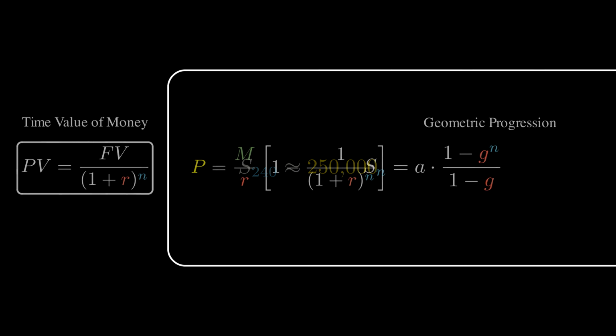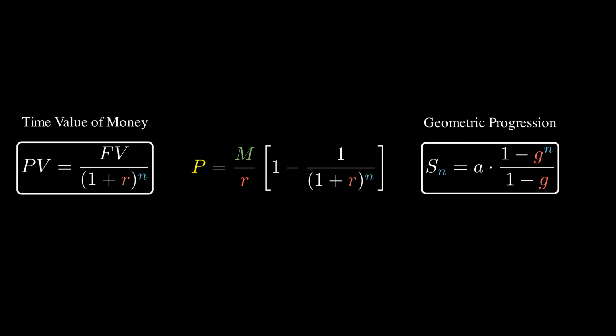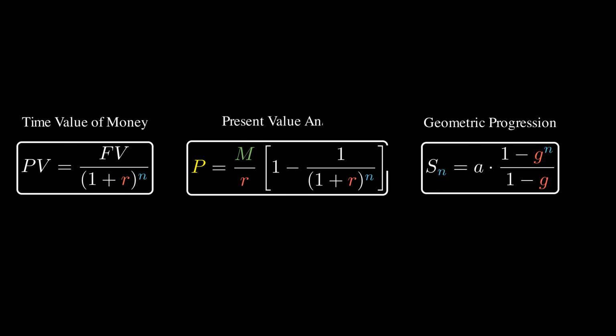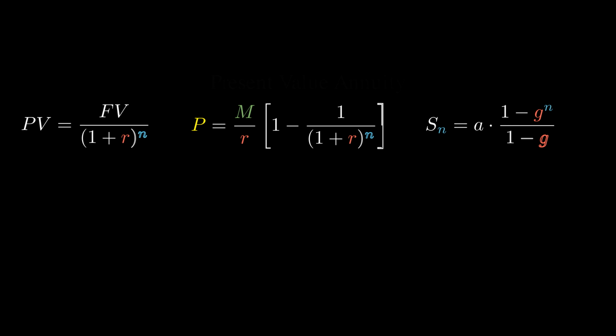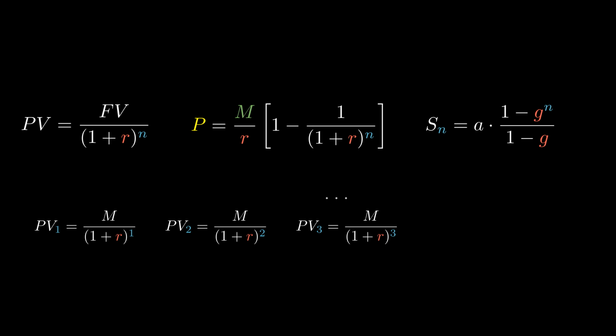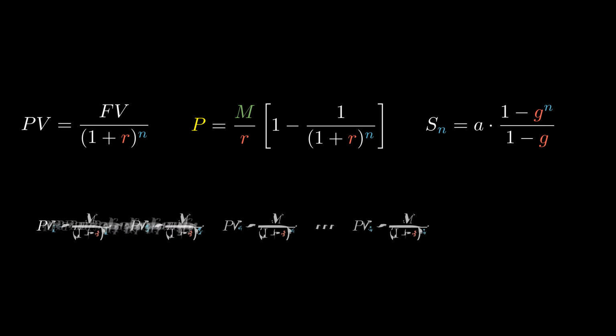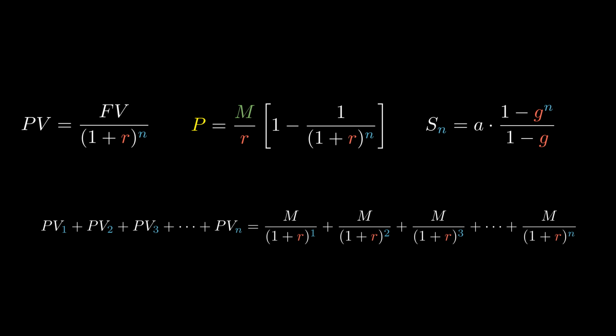Now, we return to our three formulas. The middle one represents the present value of annuity. This formula is simply a combination of the two concepts we just learned. Let's break it down. We know from the time value of money that the present value of a future sum follows a specific formula. Now, let's apply this to multiple future payments. If we have several payments, each made at different times, we calculate the present value of each one separately. Adding them all together gives us the total present value of these future payments.